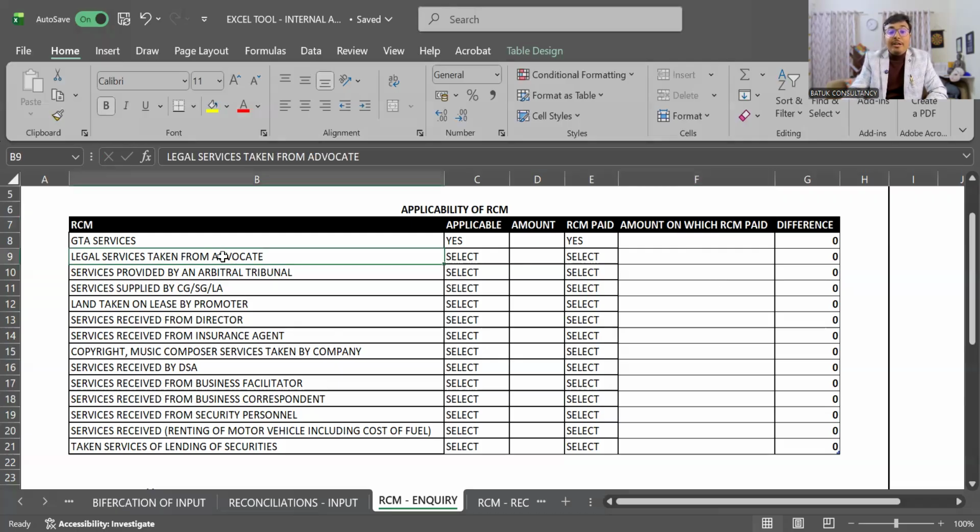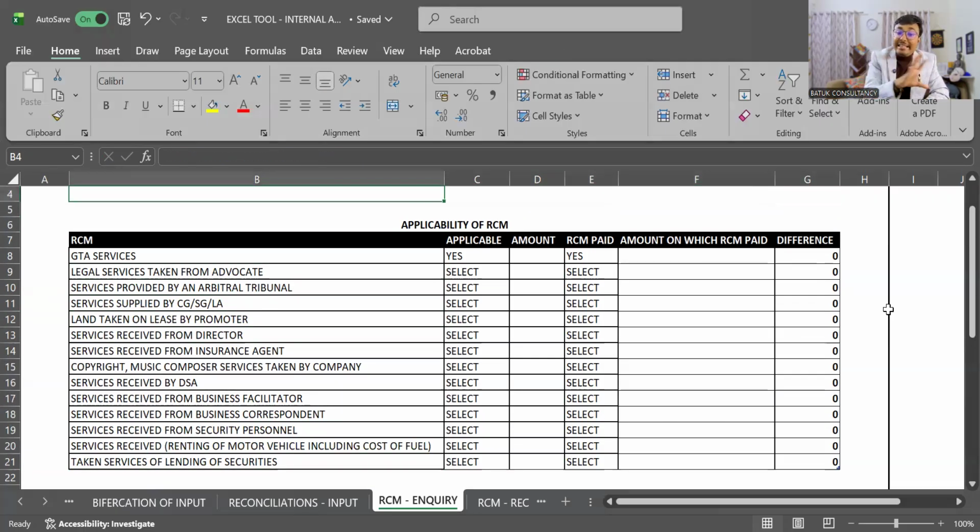The same way, you need to check whether you have booked any legal advocate fees in your books of accounts. If yes, whether you have paid RCM. Just compare the amount. Same for services provided by an arbitral tribunal, services supplied by the central government or state government, land taken, services received from a director. In case of companies, we should be very much careful. Okay, so these are the line items for which RCM will be applicable. So we can easily go for the analysis.